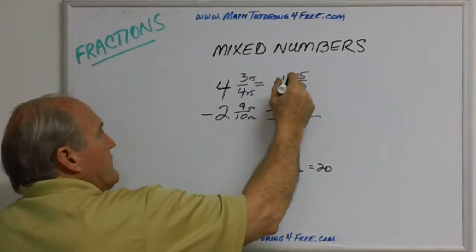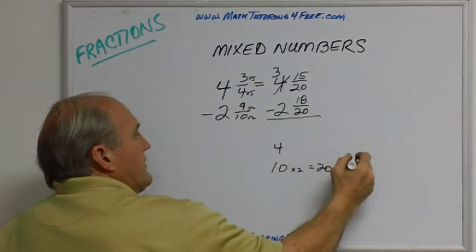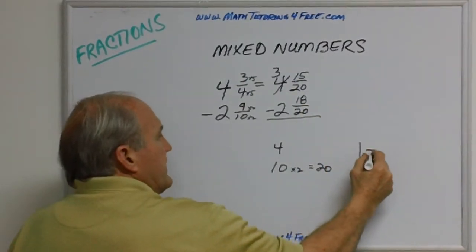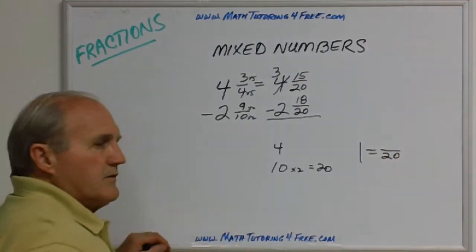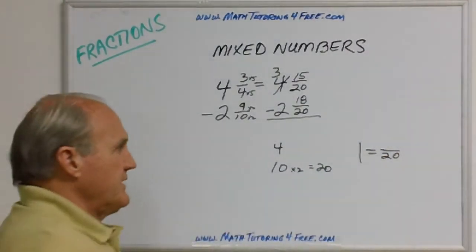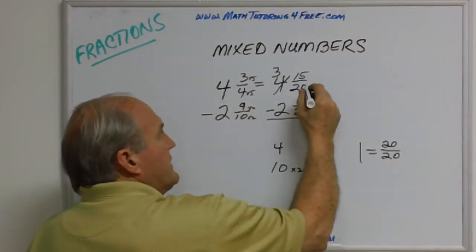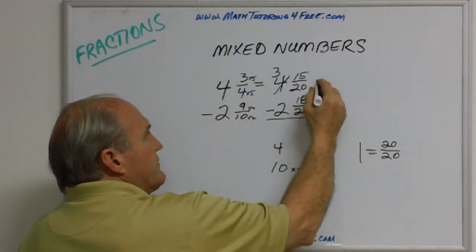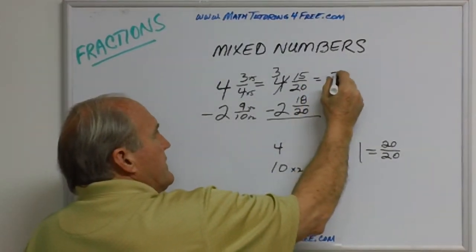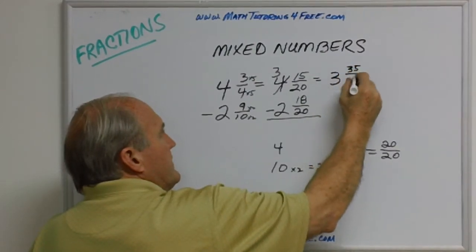We borrow 1 from the 4, that's going to give us a 3 there. But 1 whole is how many 20ths? Well, of course, it's 20/20ths, isn't it? So when we're borrowing 1 whole, we're borrowing 20/20ths. And if we add 20/20ths to 15/20ths, we now have a number 3 and 35/20ths.